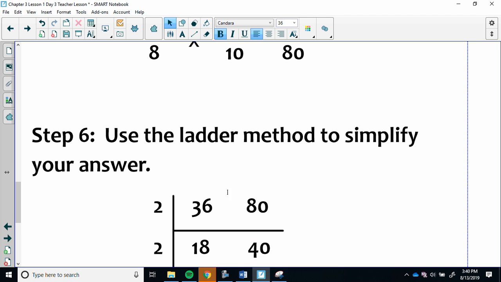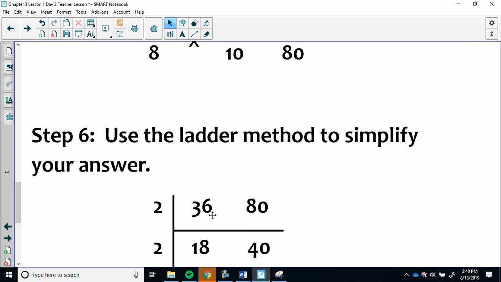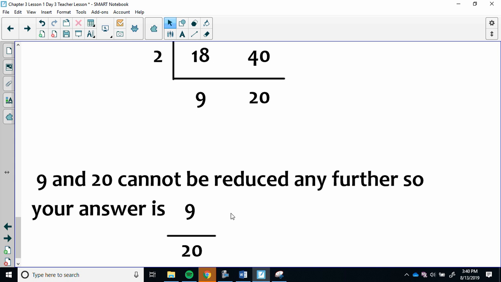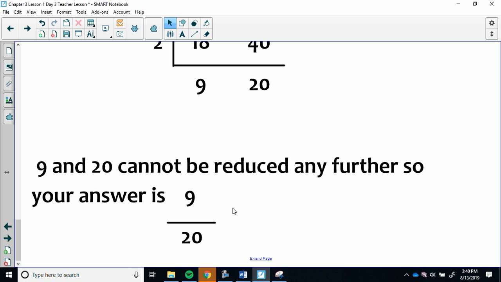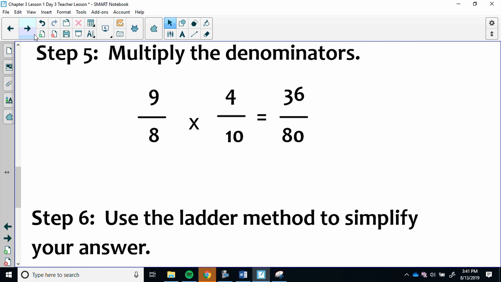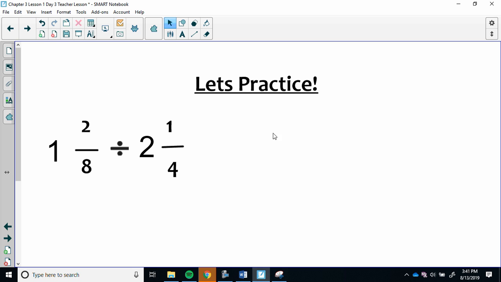Use the ladder method to simplify. They're both even, so we divide by 2. 36 divided by 2 is 18. 80 divided by 2 is 40. It's still even. 18 divided by 2 is 9. 40 divided by 2 is 20. So our 9 and 20 cannot be reduced any further, so our answer is 9 over 20. And we are good to go because the top number is smaller than the bottom number, and we've got it reduced to simplest form. So really just one extra step. Right? So let's practice.